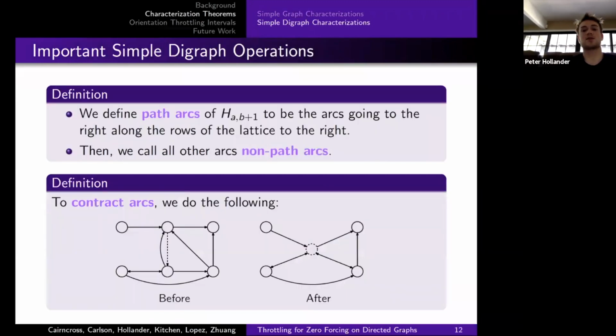It's important to note that the arcs that we constructed in the first step, the path arcs, the arcs going to the right, are the only ones we will refer to as path arcs, and all other arcs we will refer to as non-path arcs. And once again, in digraphs, edge contraction just goes the exact same way. It is the result of taking either endpoint of an arc, merging them into a single vertex, and then deleting any loops or parallel arcs.